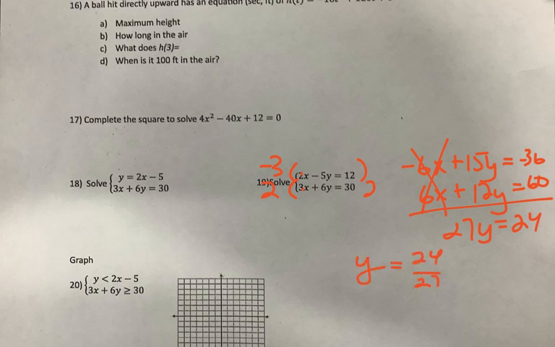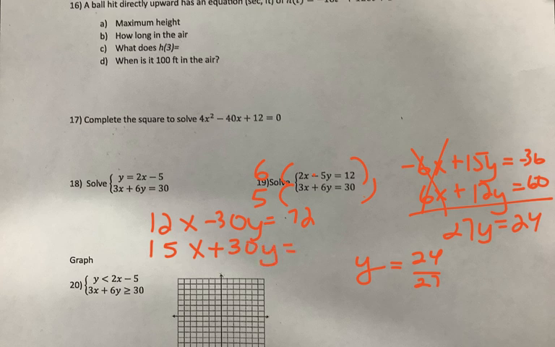And then you do it again. This time you're going to get rid of the y's. So I'm going to use a 6 and the 5. Now I don't include a negative because I already have the negative in that top equation. Okay, so if I multiply by 6, I get 12x minus 30y equals 72. And then on the bottom, I've got 15x plus 30y equals 150. And so if I combine them, the y's cancel out, which is wonderful. So 27x equals 222, I think that's right.